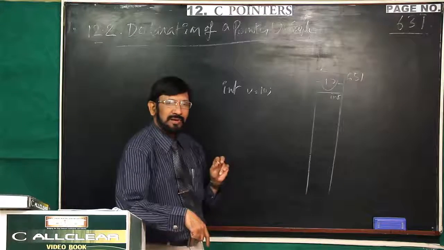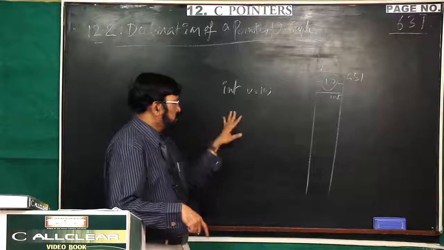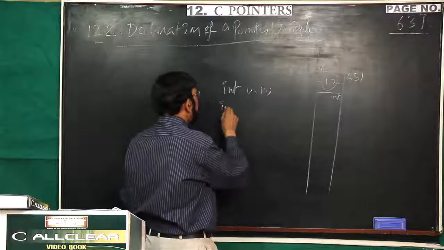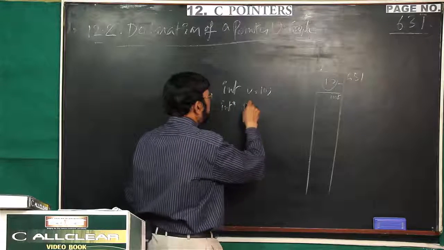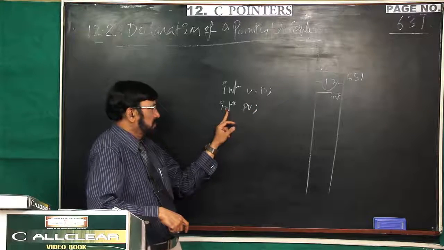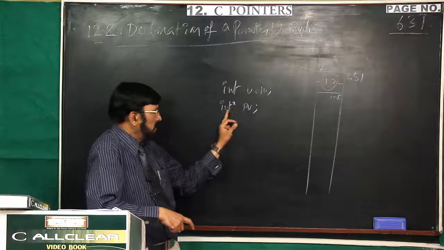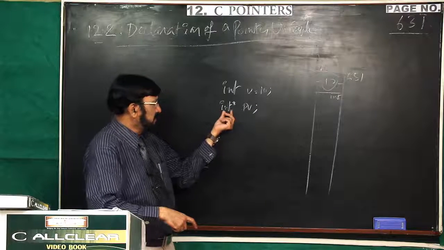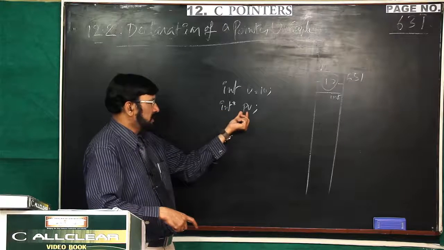Now, let us declare a pointer variable. You have to specially notice the pointer variable declaration: int star PV. This is a pointer variable, and this is the difference. Ordinary variable: int. Pointer variable: int star. That means you can call it an integer type pointer. This integer type pointer variable's name is PV.